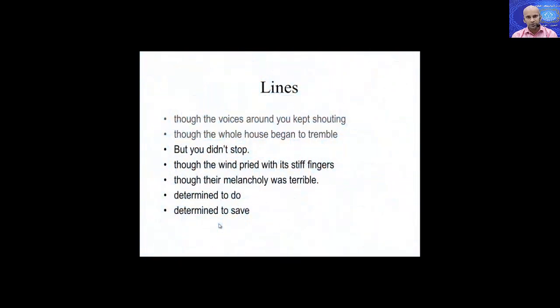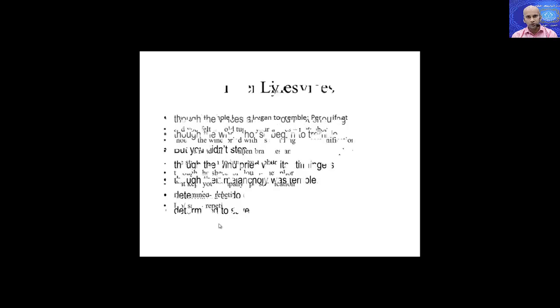As you strode deeper and deeper, there is determined is repeated, save is repeated. So these repetitions also. When you take vocabulary, there are several words like terrible, burn, stout, deeper, determined. There are many words that you can take which show her determination. Now, these are the lines that I have taken. Though the voices around you kept shouting, though the whole house began to tremble, but you didn't stop. Though the wind plied with its stiff fingers, though their melancholy was terrible, determined to do and determined to save. All these lines show her determination.